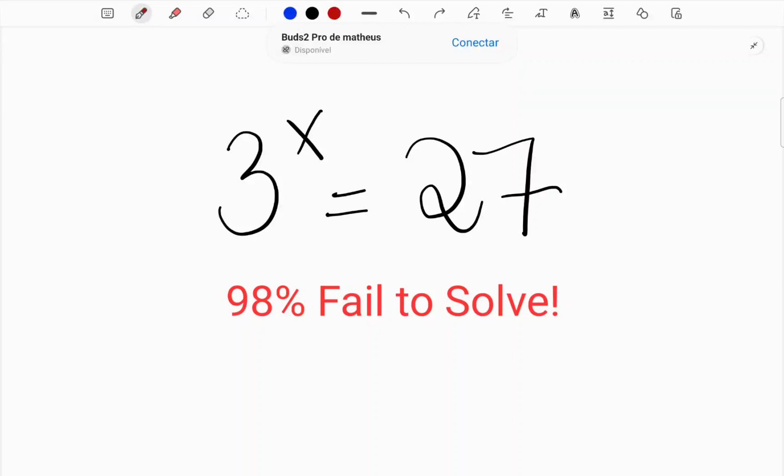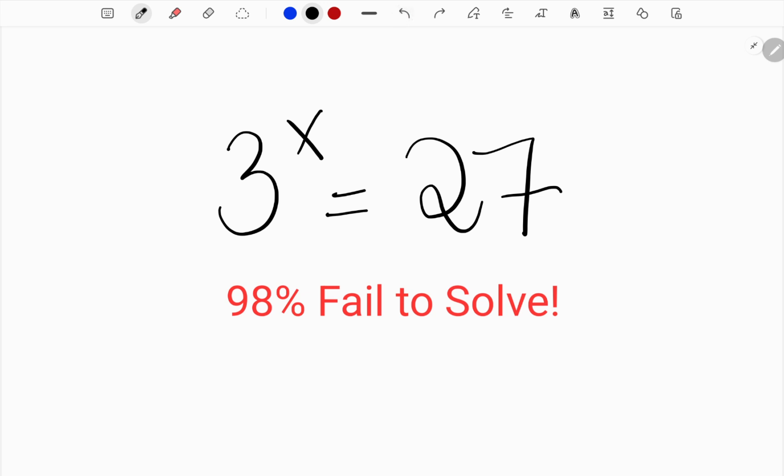Let's solve the equation 3 raised to the power of x equals 27 step by step. To solve this equation, we need to find the value of x that makes 3 raised to the power of x equal to 27. This means we need to determine the number that, when placed in x's position, makes the equation true. First, let's review what it means to raise a number to a power.